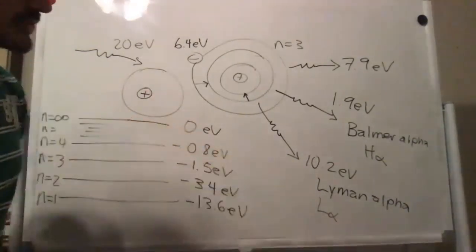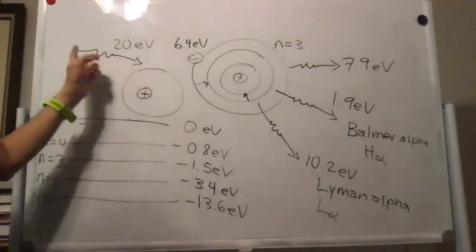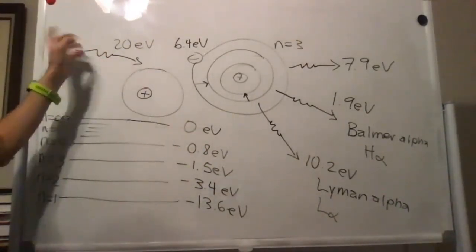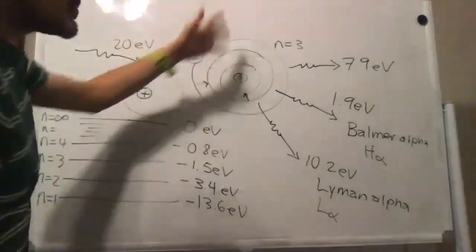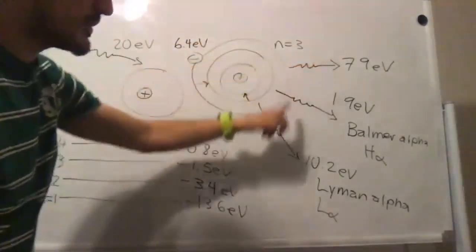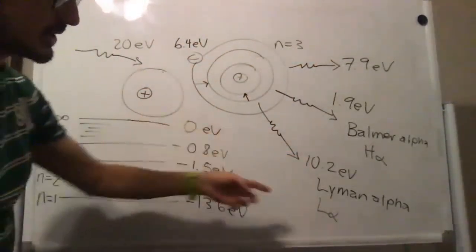So 10.2 electron volts is a lot of energy. So pretty much every photon that deposits some energy into the cloud, a good portion is going to leave, but a huge portion is going to just stay as Lyman alpha.